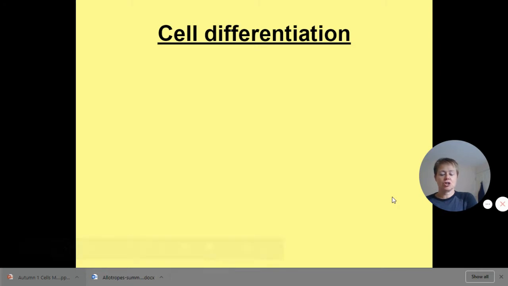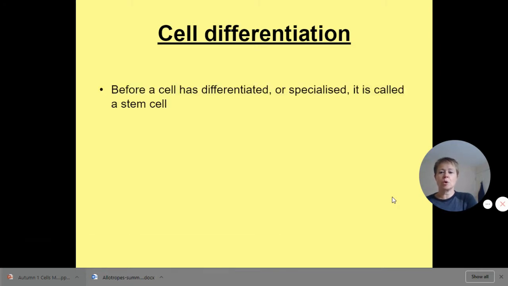So, cell differentiation. What do we mean by that, first of all? Well, we've learned about specialised cells, different types of animal and plant cells, but before a cell becomes differentiated or specialised, it's known as a stem cell. So cell differentiation is the process that a stem cell goes through in order to become a specialised cell. So if we take humans, for example, our bodies are full of specialised cells, muscle cells, nerve cells, bone cells, etc., etc. But in certain parts of our body, we've got undifferentiated cells known as stem cells, which are there sort of waiting to make more specialised cells.